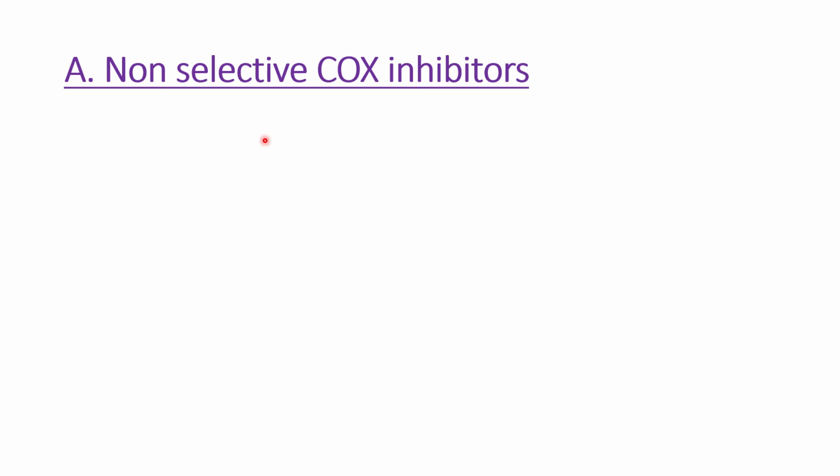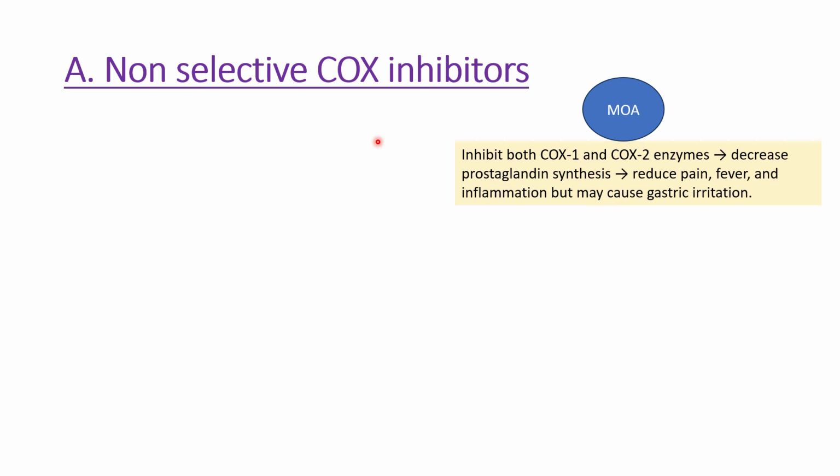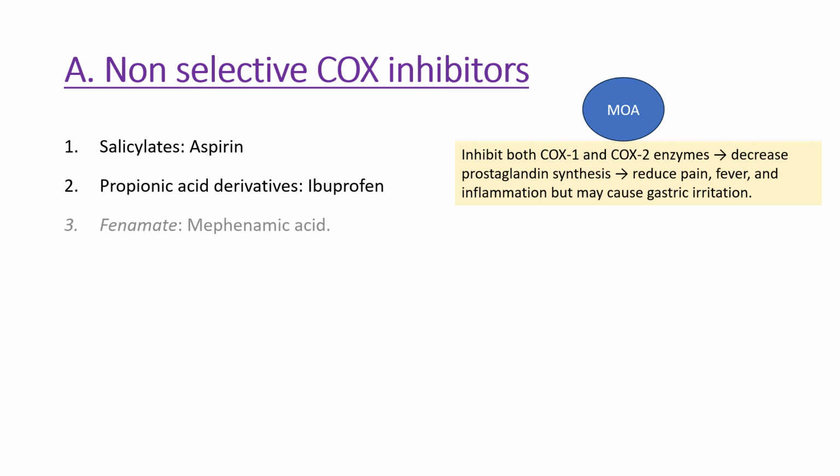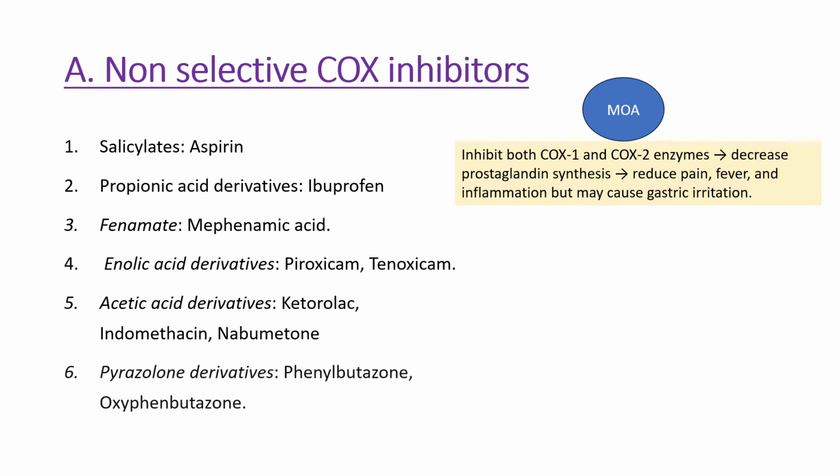Now, we'll see one by one the classification of NSAIDs. The first one is the non-selective COX inhibitor. First we'll see the mechanism of action. Non-selective COX inhibitors inhibit both COX-1 and COX-2 enzymes, decrease the prostaglandin synthesis, and decrease the pain, fever and inflammation, but may cause gastric irritation because they inhibit the COX-1 enzyme also. It includes salicylate, propionic acid derivative, fenamate, enolic acid derivative, acetic acid derivative, and pyrazolone derivatives.